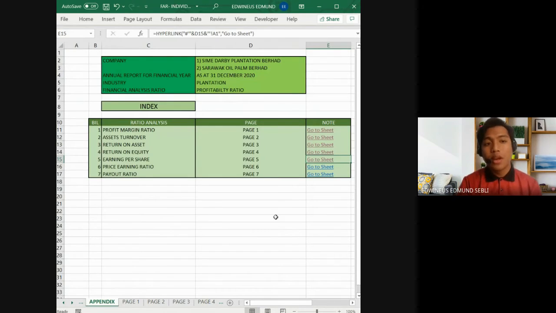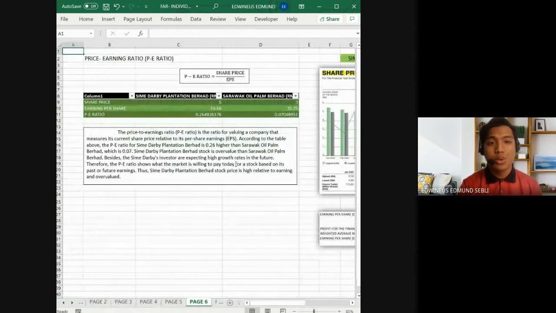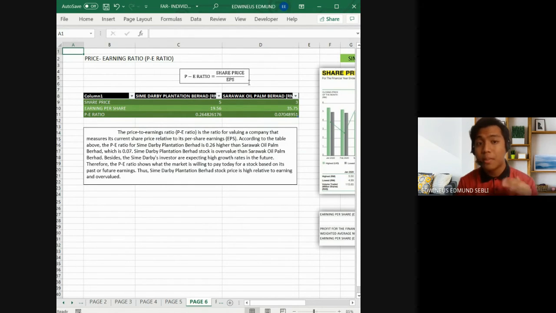Next, we move to the price earnings ratio. Okay, so this is the price earnings ratio, PE ratio. So how to get the PE ratio? Share price divided by EPS. So the price to earnings ratio, PE, is the ratio for valuing a company that measures its current share price relative to its per share earnings, EPS.